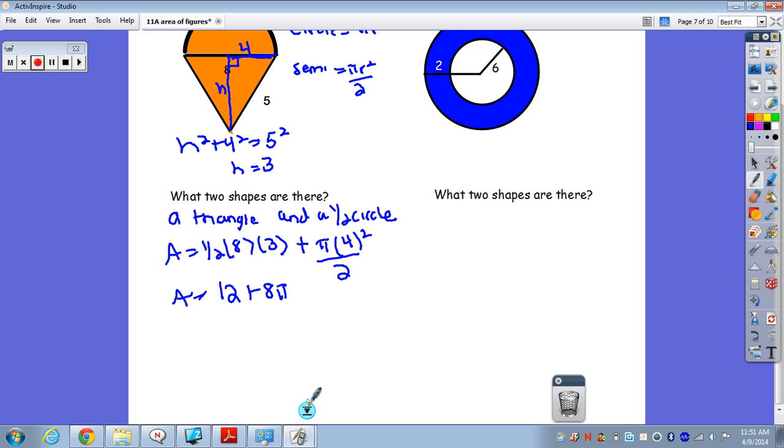If they ask you to leave it in terms of pi, you leave it like that. If not, then you're going to multiply that out. And if you multiply that out, you would do 12 plus 8 times pi in your calculator, and you should get 37.1.